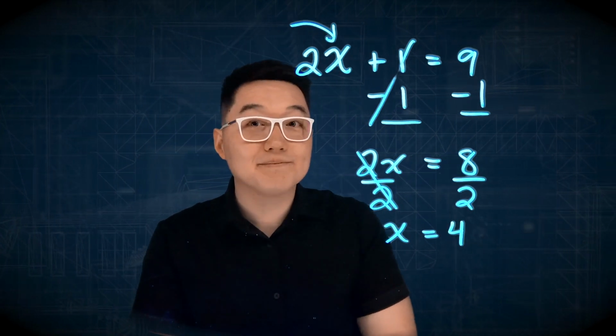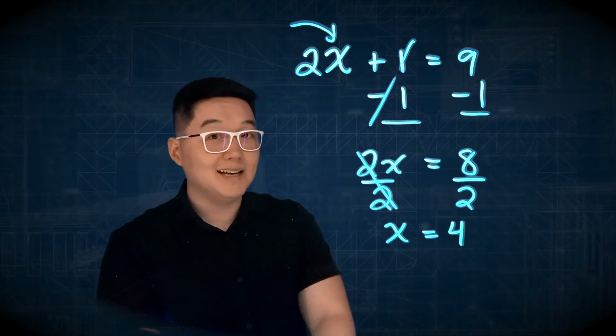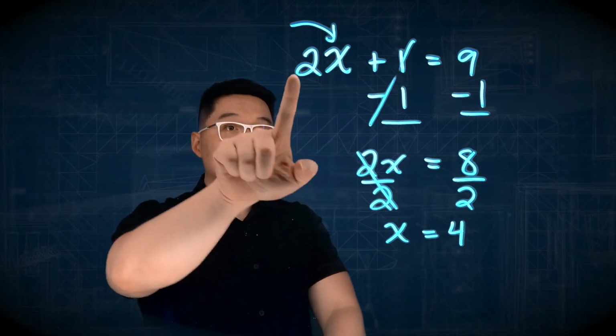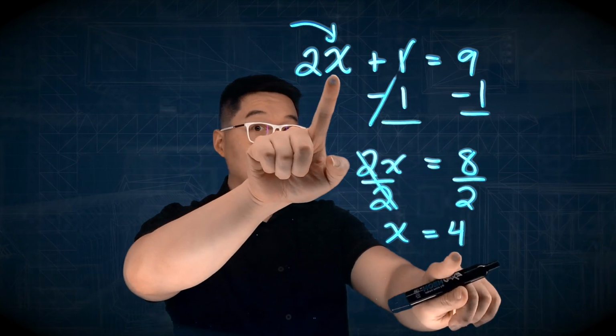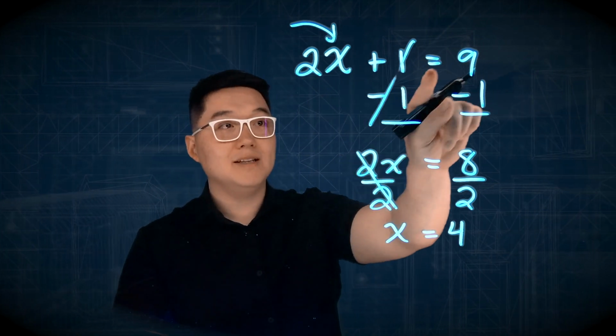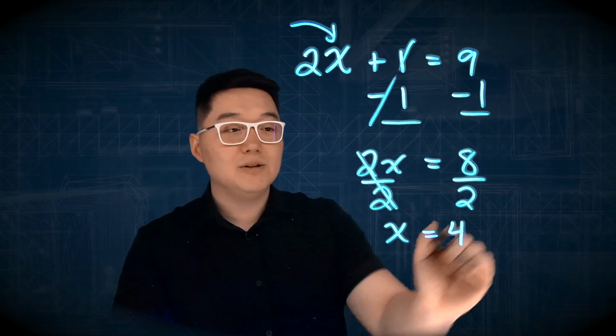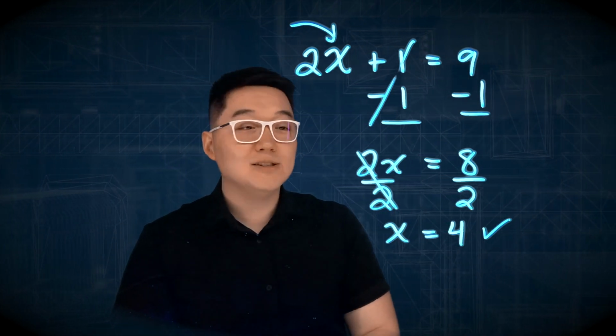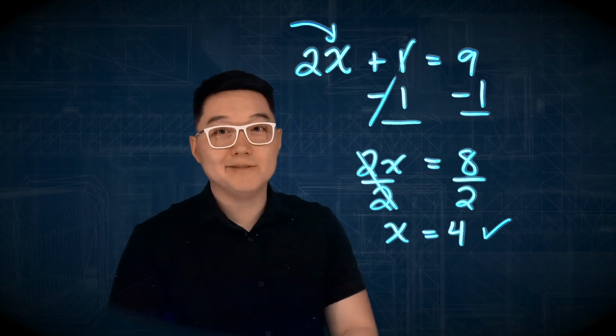And there you go. Let's go ahead and double check if that makes sense. 2 times x, which is 4. 2 times 4 is in fact 8. And 8 plus 1 is in fact 9. So this makes sense. So that is solving a two-step equation.